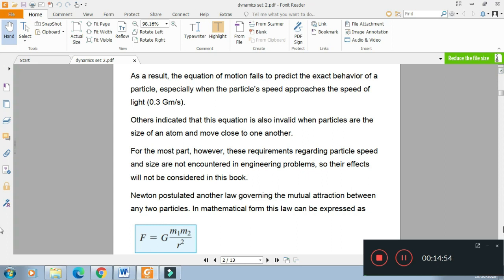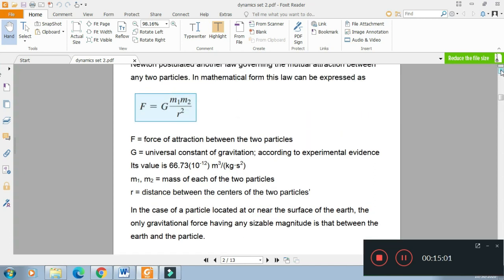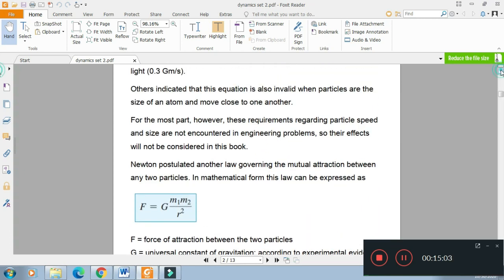Another law which was obtained by Newton was for the mutual attraction between the particles. The students are also familiar with this equation, F equal to G m1 m2 over r square.